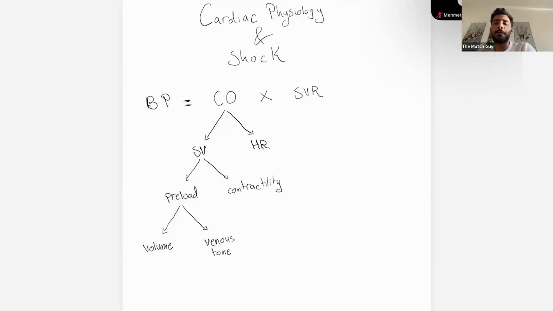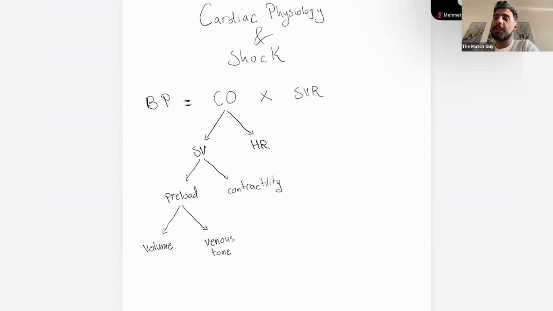And then we're going to be doing 2 or 3 questions that are long form, similar to how the questions on the exam are going to be, so we can apply all of the information that we've learned. So without further ado, I'm going to start with talking about cardiac physiology and shock.